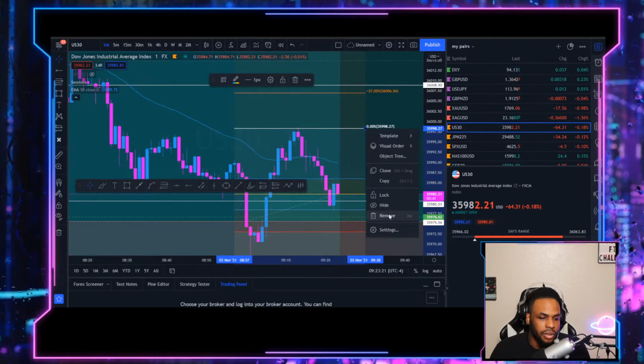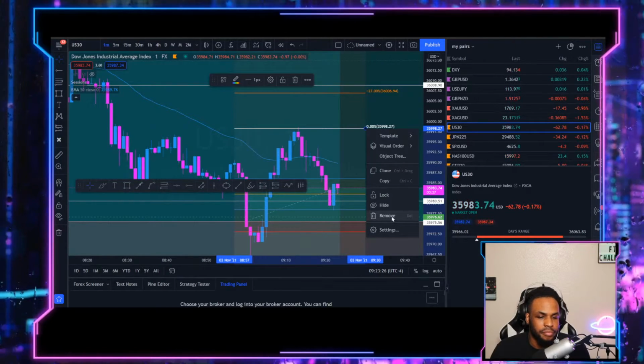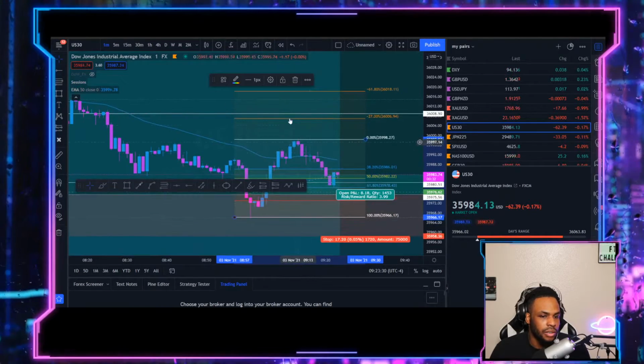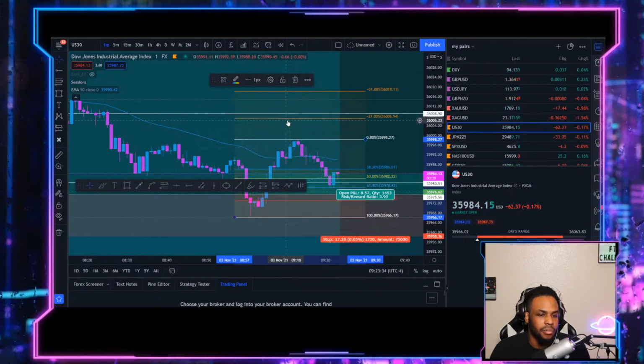I think you're familiar with the 61.8 Fibonacci. All right, cool. So I might go break even at this Fib level, pretty close to the area I had marked up initially.